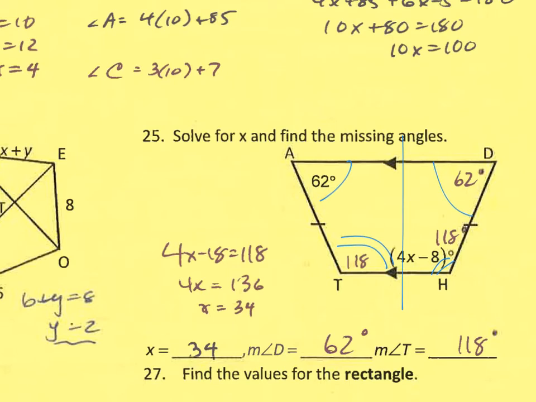I want to just talk about that real quick. 4x minus 8, because I only knew 62 and 4x minus 8, but I could find that this angle is 118 because these are supplementary. So this is 118. So 4x minus 8 equals 118. Solve, you get x is 34. Angle D also, supplementary, it's equal to A, so that's 62, angle T, also 118. That was the first thing I found.